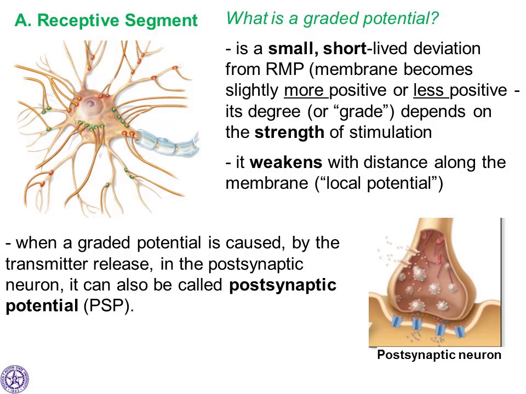Now, after class last time, there were a few questions from some students about graded potentials. What, in fact, are graded potentials? As we look at the receptive segment, and remember that's dendrites and cell body, we have a lot of synapses impacting on those structures. We have a lot of neurotransmitters released. This is going to lead to ions in our postsynaptic cell. Get comfortable with that terminology.